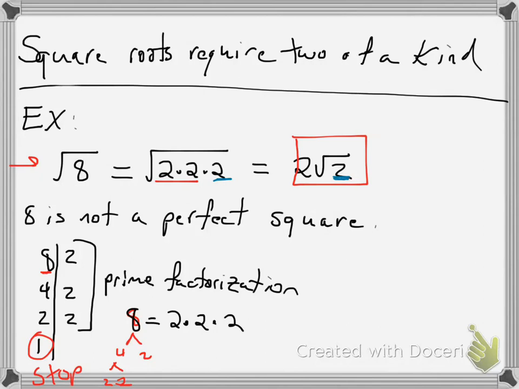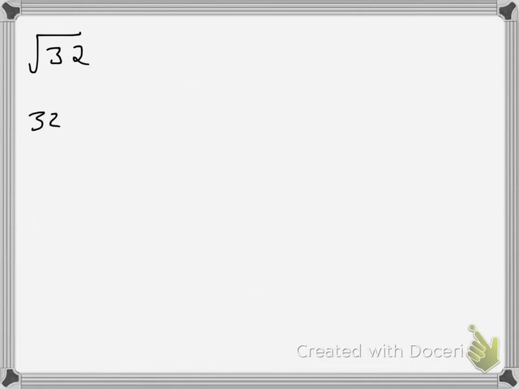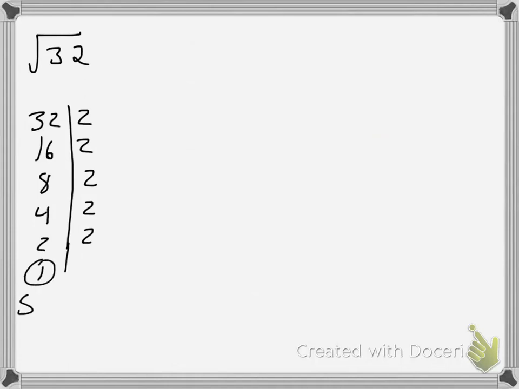So if you got 2 of a kind, then you can go ahead and pull out one of them. All right, moving on, let's do that 32 we were asking about. I'm going to go ahead and write out that prime factorization, and then again kind of mention going through it. So we went ahead and we wrote 32 here, and I'm going to start dividing by 2s, 3s, and 5s.